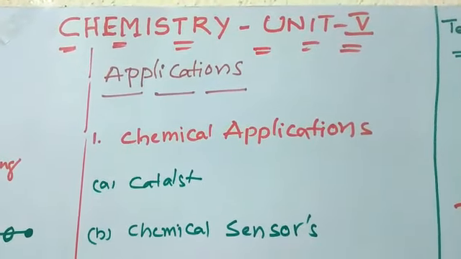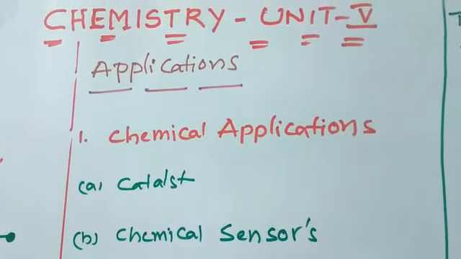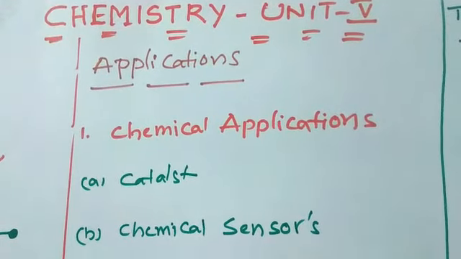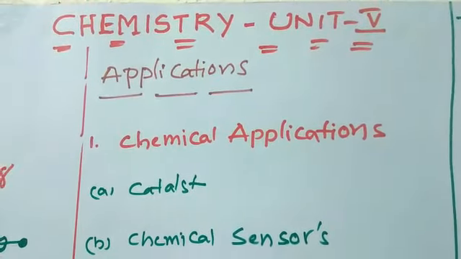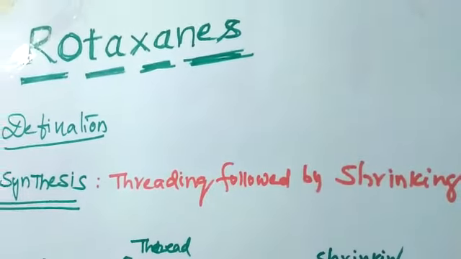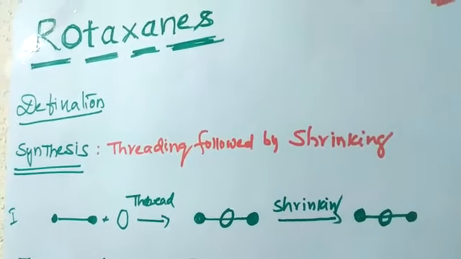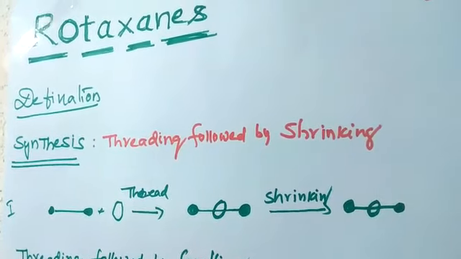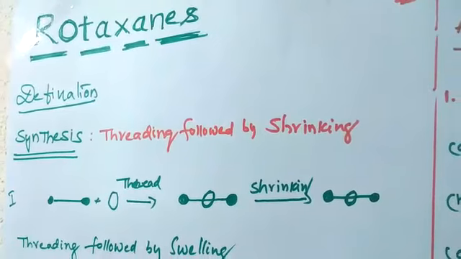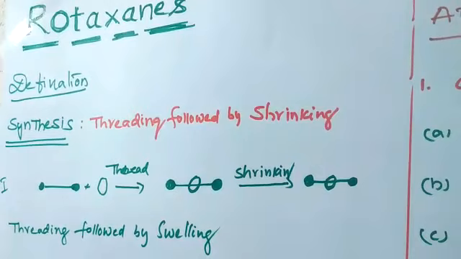In the last video, we discussed molecular recognition. After that, in the fifth unit, we will discuss rotaxanes. Rotaxanes are interlocked molecules composed of a macrocycle with an axial molecule threaded through it.